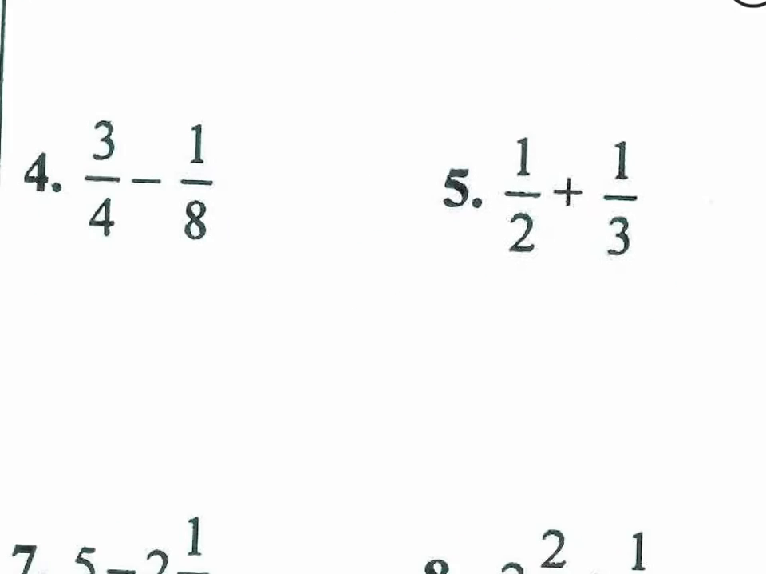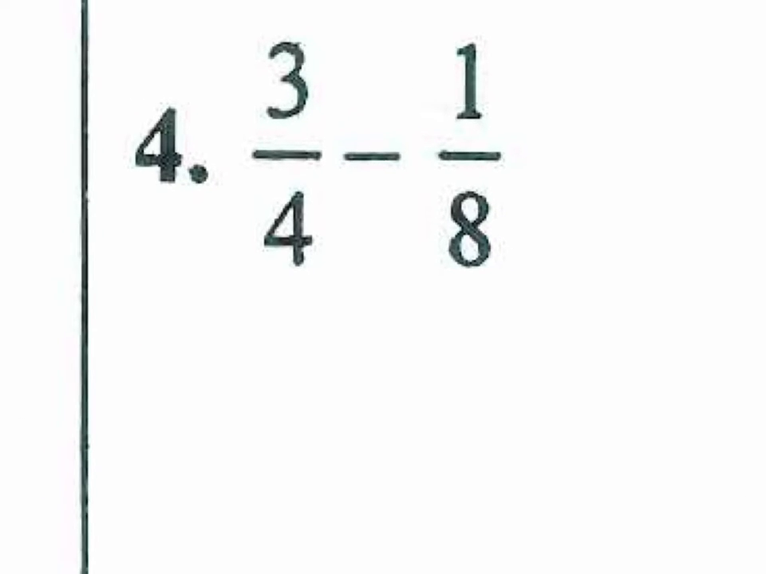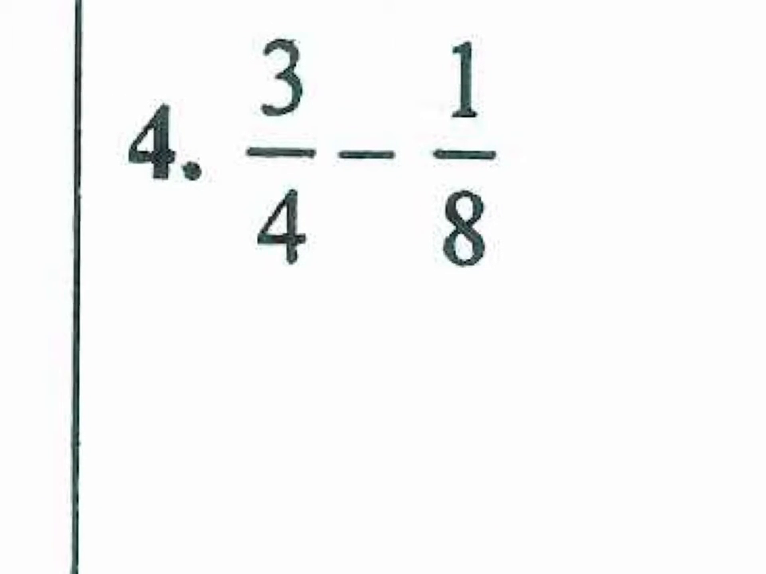Let's take a look at number 4 over here. Multiply what by what? 2. You want to get that 4 to make it look like an 8, so you're going to multiply it by 2, right? And then whatever you do to the bottom, you do to the top. That's right. So you have 6 over 8.